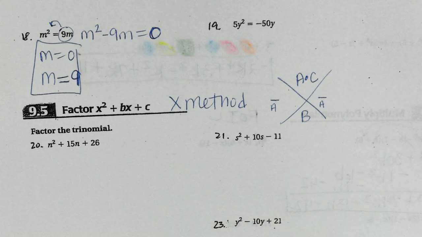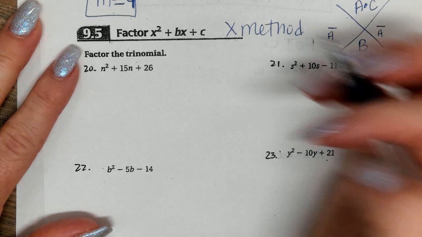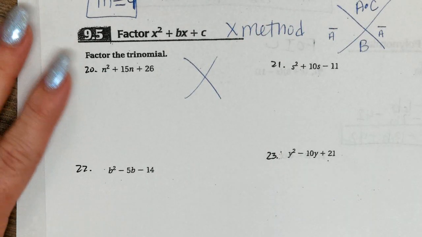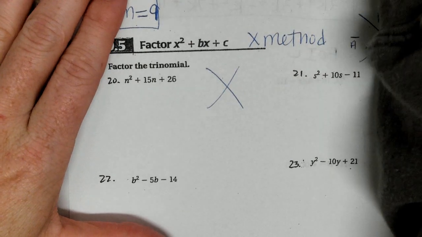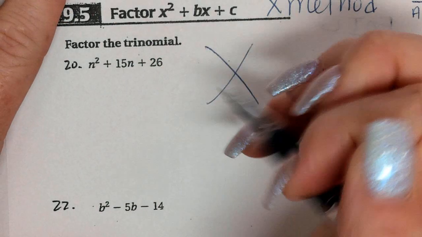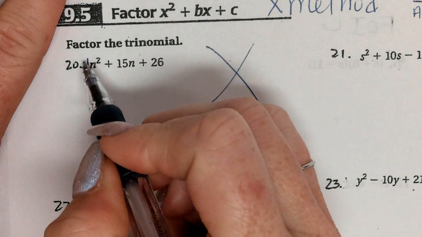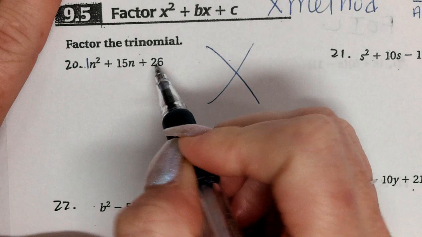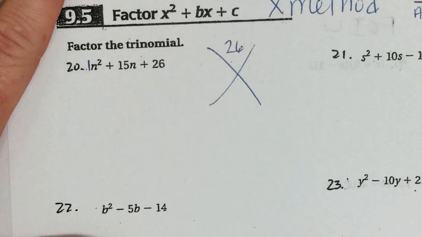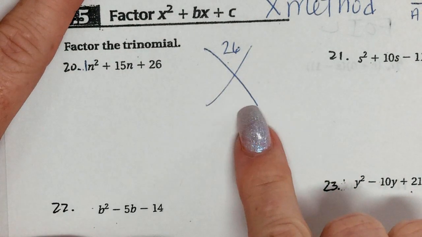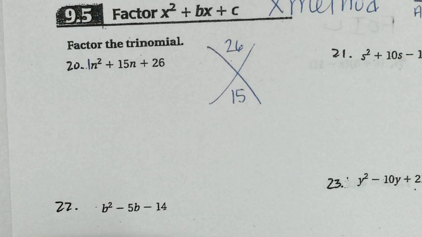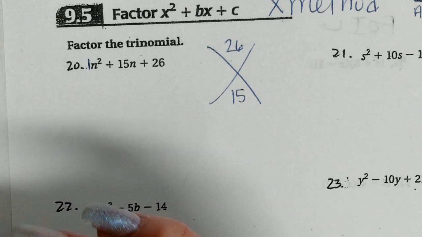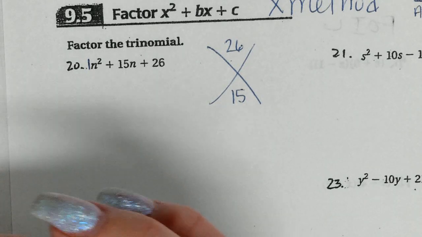All right, let's do number 20. So I'm just going to draw a little X over here. Everybody ready? All right, so I'm doing A times C. So what is A? 1 times 26 is 26. And then B goes here. What's B? 15. I am looking for factors of 26 that add up to 15.